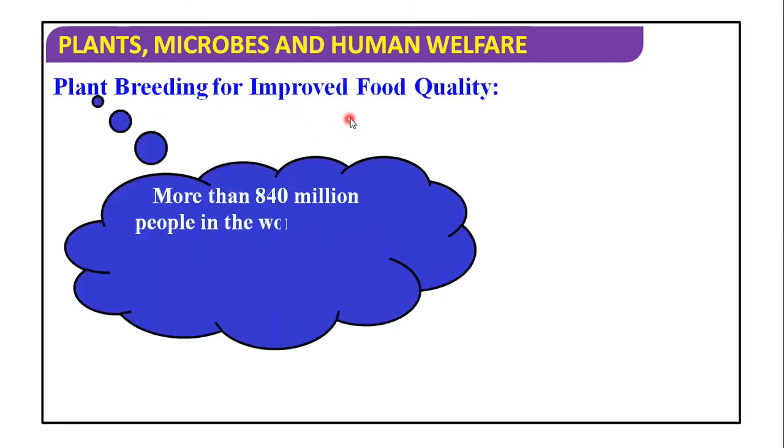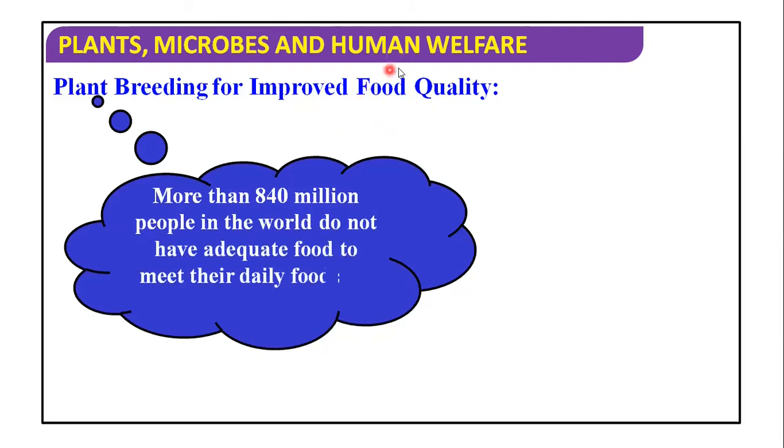Now, plant breeding for improved food quality. Now, as we are eating food daily, it is a very necessary part of human life. So, we want improved food quality, and for that, we require improved plant breeding in a large proportion. More than 840 million people in the world do not have adequate food to meet their daily food and nutritional requirement.